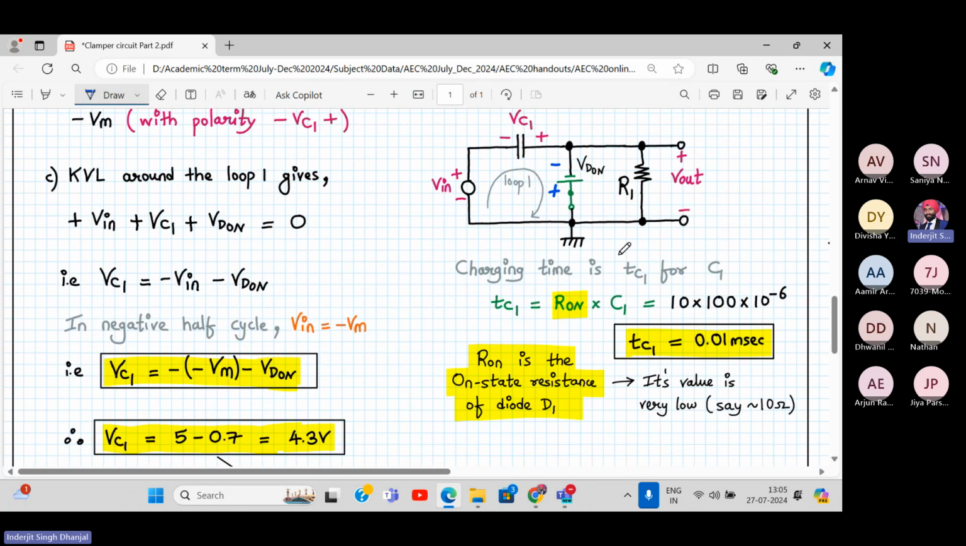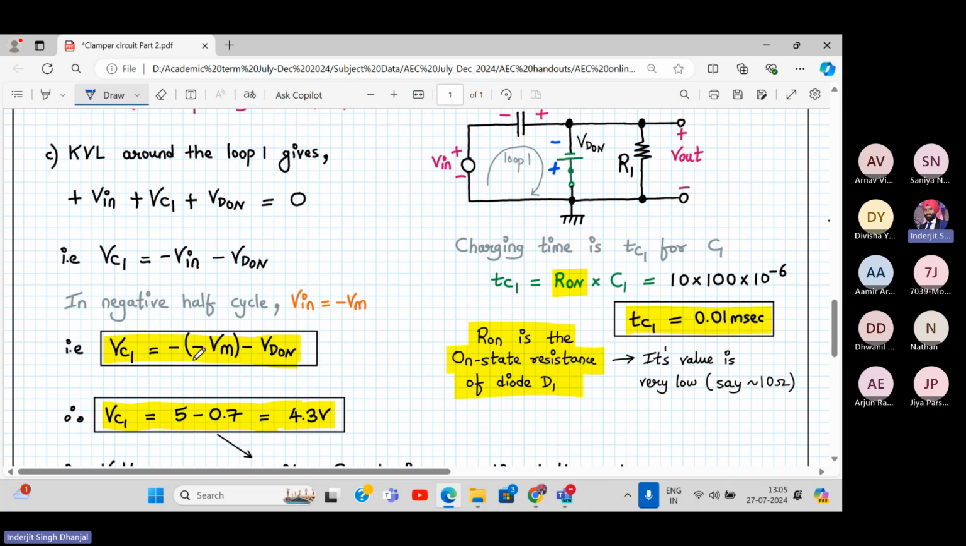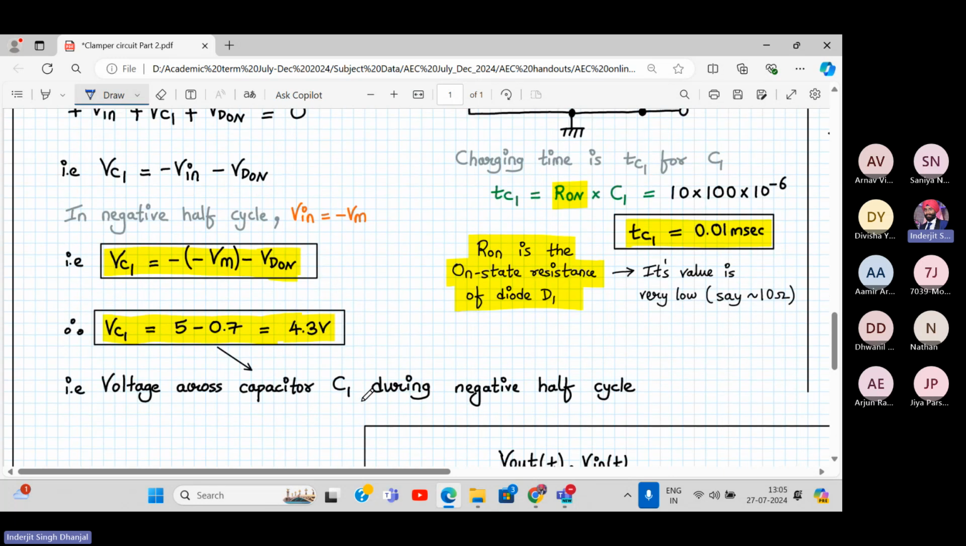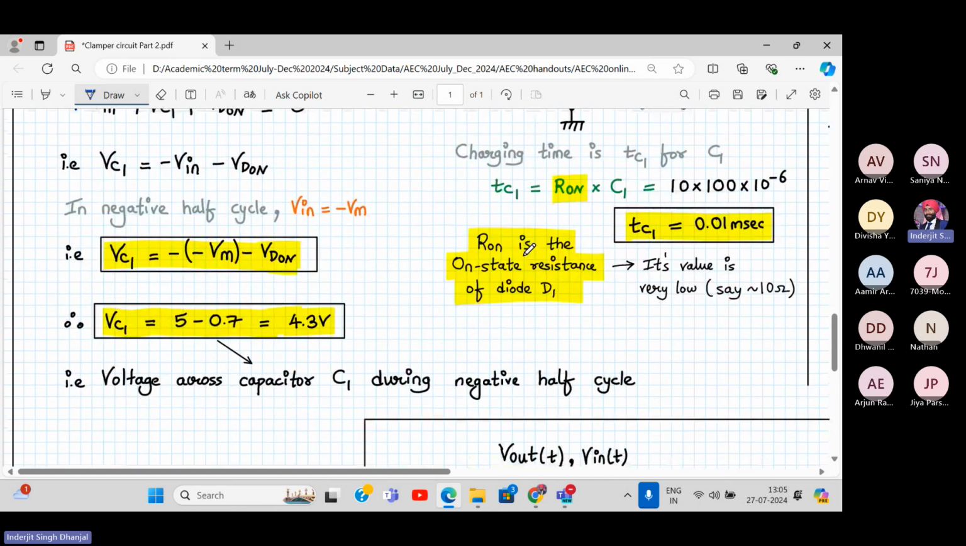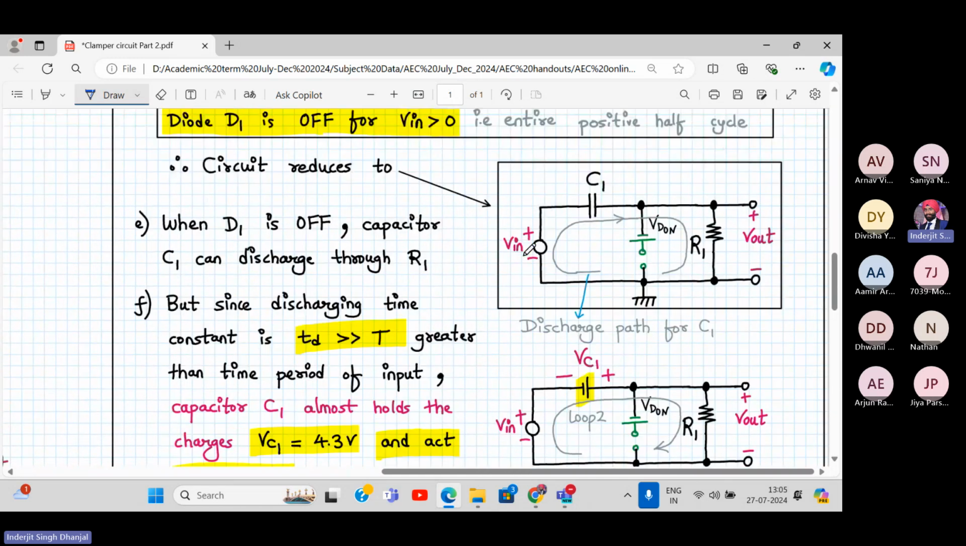And in the negative half cycle, Vin is minus Vm, which is minus of minus Vm, which is plus Vm, I mean plus 5. So over here, Vc1 will be 5 minus 0.7, which will be 4.3. So the voltage across the capacitor during the negative half cycle is 4.3 in this direction. Just remember this. Now we go to the positive half cycle.